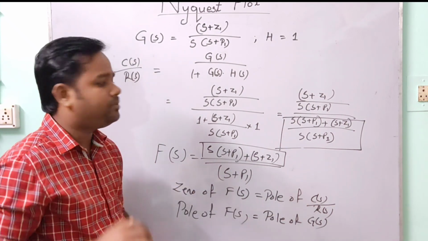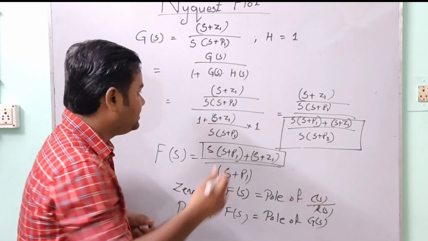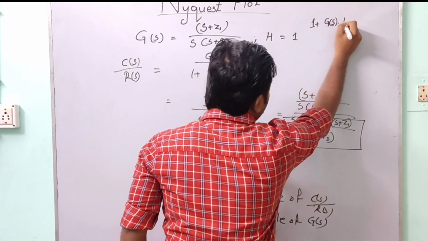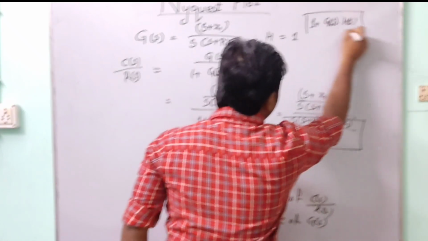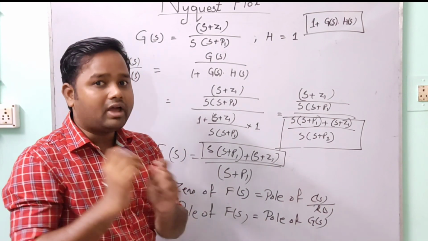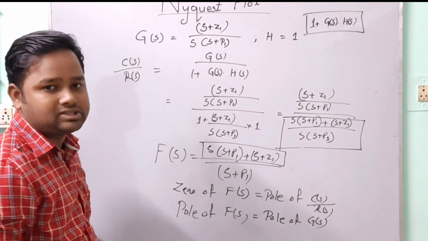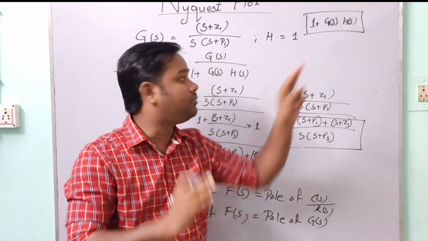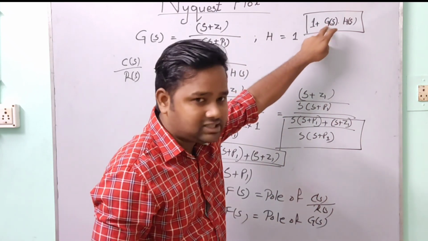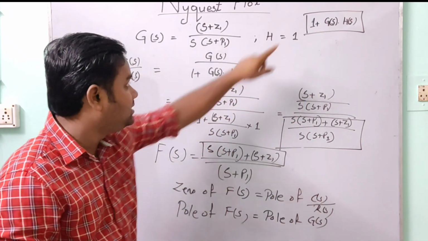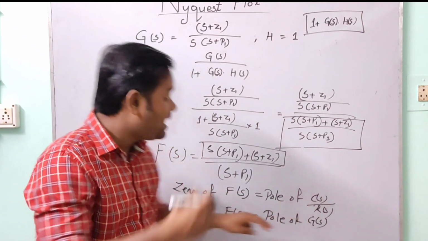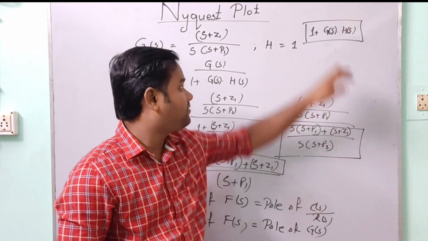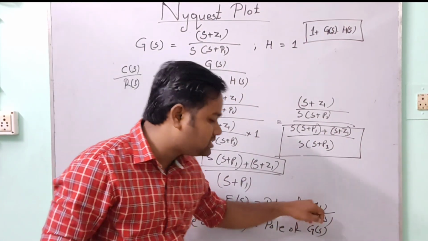That means this F(s) is equal to 1 plus G(s) into H(s). We have to keep this in mind: every time, we do not have to calculate C(s) by R(s). We have to calculate only the term 1 plus G(s) into H(s). After calculating this part, we get that the zeros of this are equal to the poles of C(s) by R(s), and the poles of this are equal to the poles of G(s). From this point, we can get the poles of C(s) by R(s).